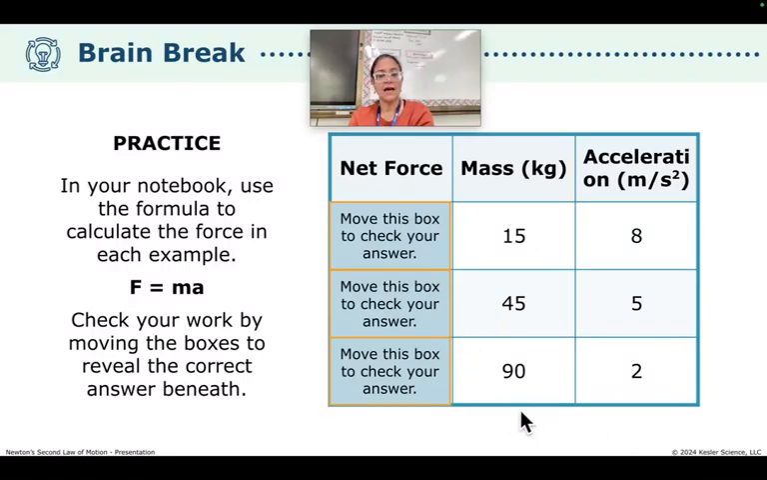And then lastly, we have a lot more mass, 90 kilograms, but it's not accelerating quite as fast. So you're going to multiply 90 times 2. Hopefully that one's a little bit easier.